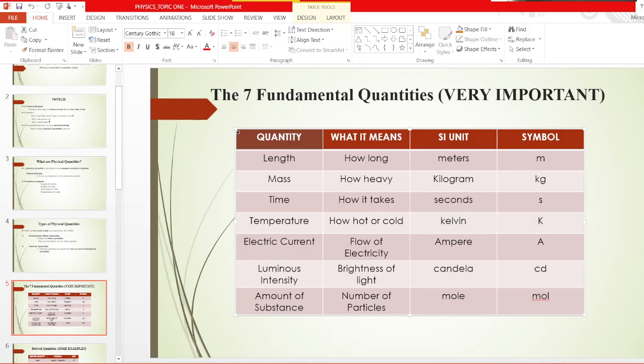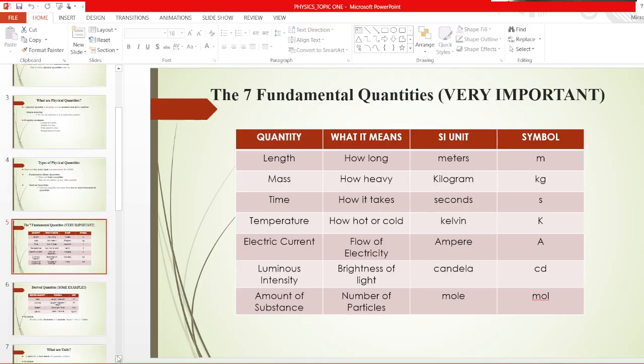Length, mass, time, temperature, electric current, luminous intensity, amount of substance. Know the SI units, please know the SI units. Meters for length, kilogram for mass, seconds for time, Kelvin for temperature, ampere for electric current, candela for luminous intensity, and mole for amount of substance.